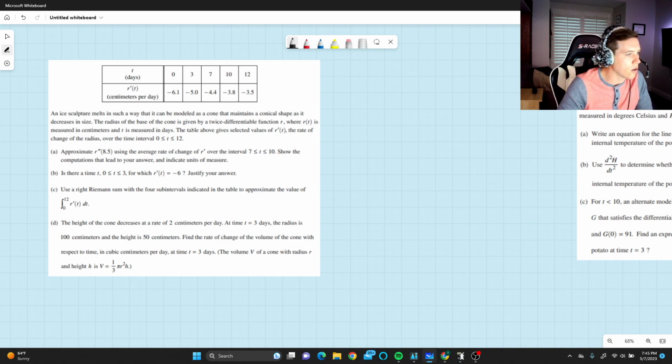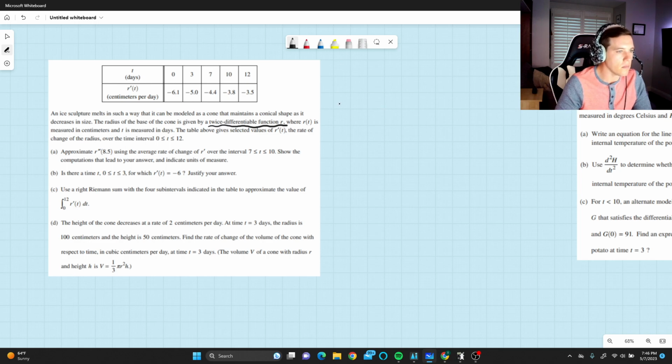The radius of the base of the cone is given by a twice differentiable function. Why on earth are they telling me that here? Because they've given me a table of values, and I can't assume differentiability unless they state it, which means I'm going to have to reply to that later probably. R of t is measured in centimeters and t is days. So R is the total function, and R prime is the rate. The table gives values from 0 to 12.